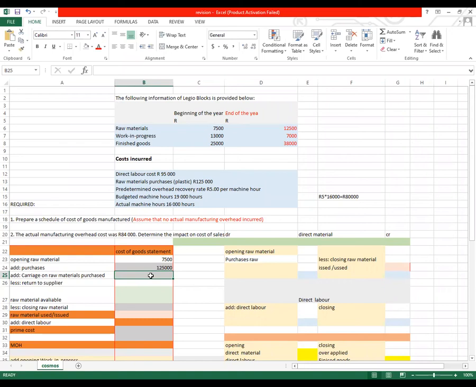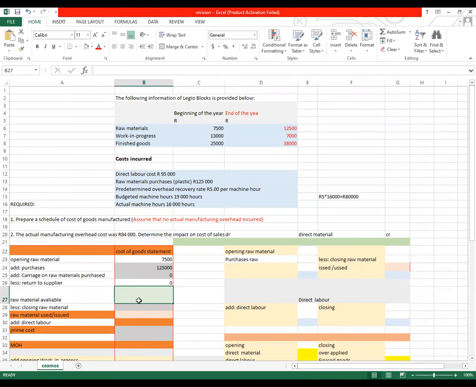How much is our carriage on raw material purchase? Anyone? Okay, guys. That is why I put carriage on raw material purchase. There is no carriage on raw material purchase, 0. How much is our return to supplier, guys? 0. Yeah?